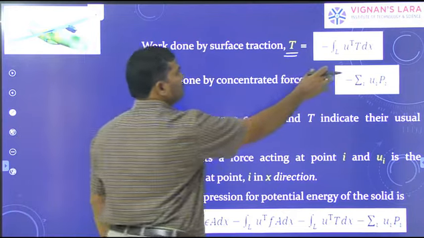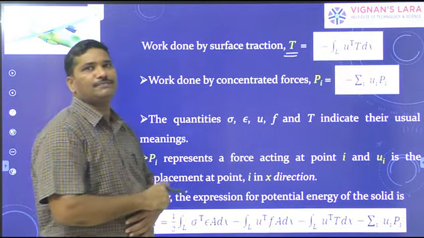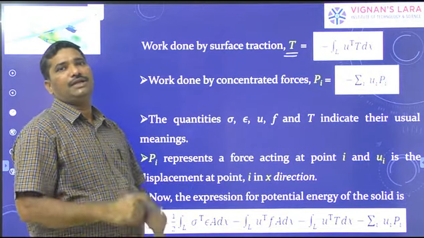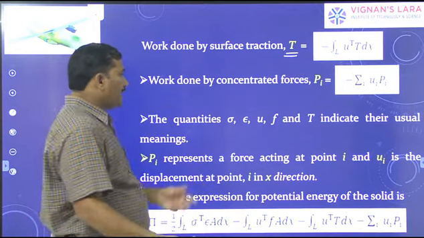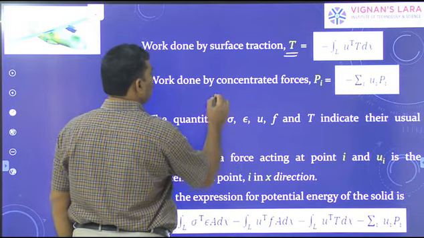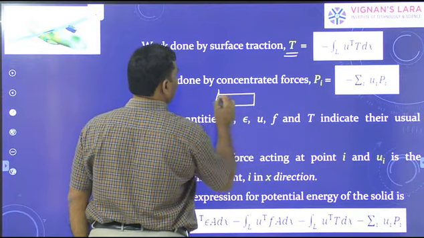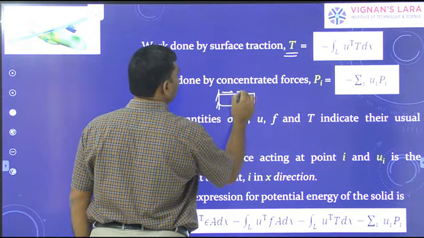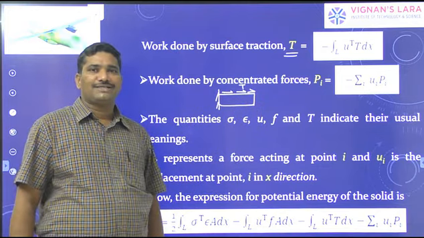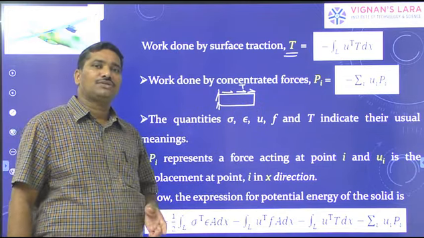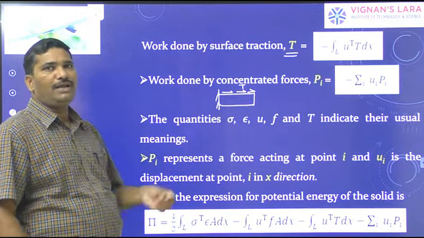Now integrate U transpose T dx over the length of the solid. Again, as I said, take a bar of uniform cross section and apply the traction here like this. Surface traction, T is the traction. How do you define traction? Traction we define as the force distributed per unit length.